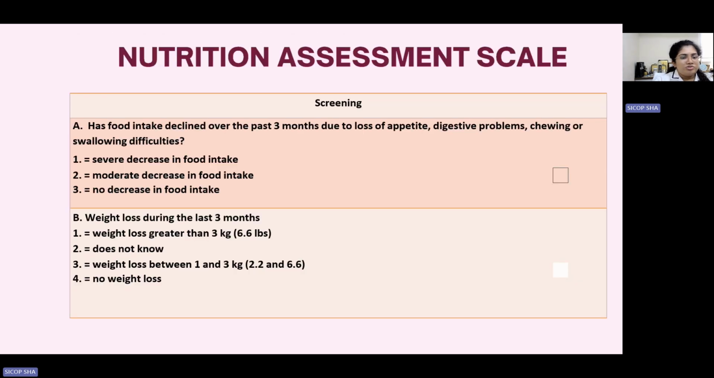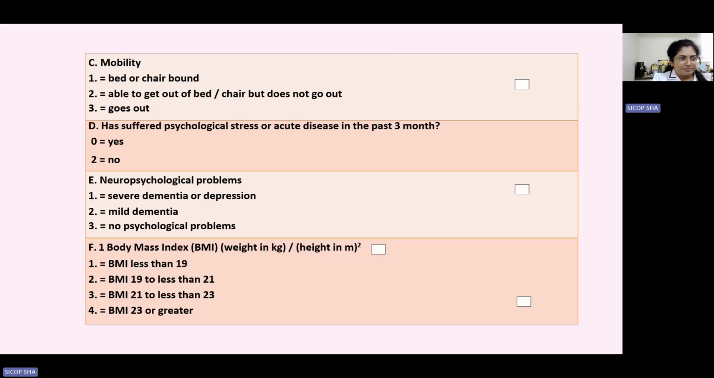Other age related problems, social problems, economic problems, suggested prescription modifications, etc. Now the nutritional assessment scale. Has food intake declined over the past 3 months due to loss of appetite, digestive problems, chewing or swallowing difficulties? Severe decrease in food intake scores 1, moderate decrease 2, no decrease 3. Then weight loss during the last 3 months: greater than 3 kg, does not know, weight loss between 1 to 3 kg, and no weight loss. They will be scored accordingly.